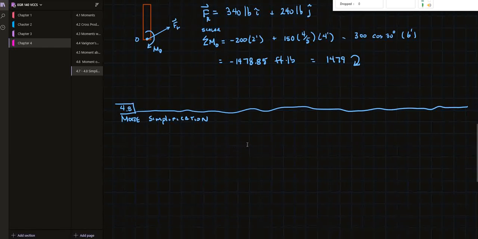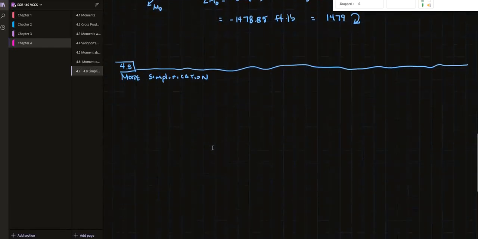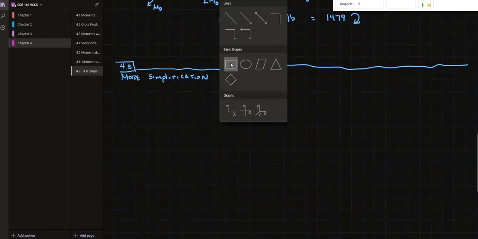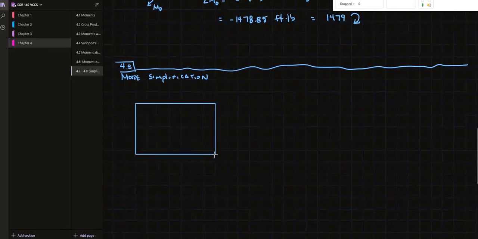Okay, in section 4.8, we're doing the same thing we did in 4.7, except we're going to take it a step further, and we're going to look at some special cases. First off, we're going to look at the case where we have a point O and our forces are all concurrent, meaning that they all pass through the same point.